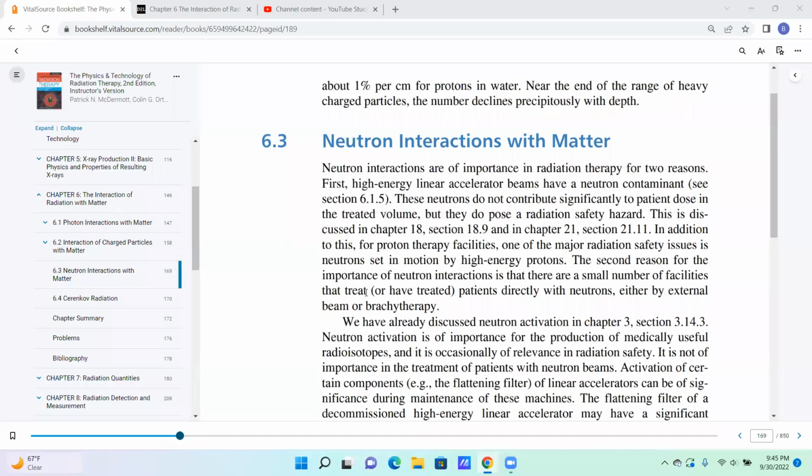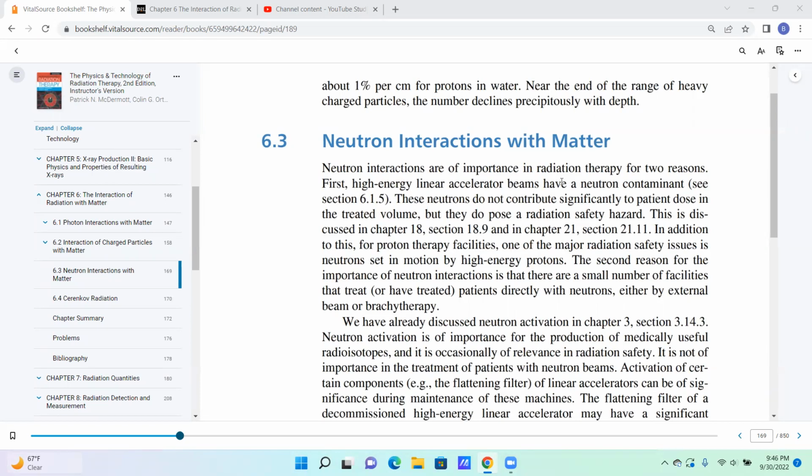This lecture will be over sections 6.3 and 6.4. They won't last very long, but we've already discussed photons' interactions with matter and the interaction of charged particles with matter. The one thing we have not talked about is a neutron interaction with matter. Now, a neutron is not charged. In addition to that, it's not really a photon, so how does it interact with matter?